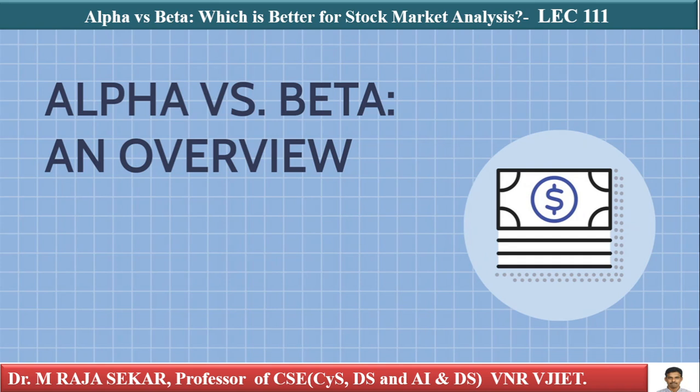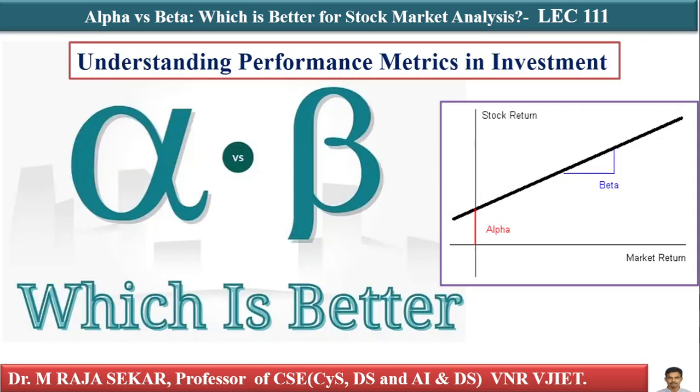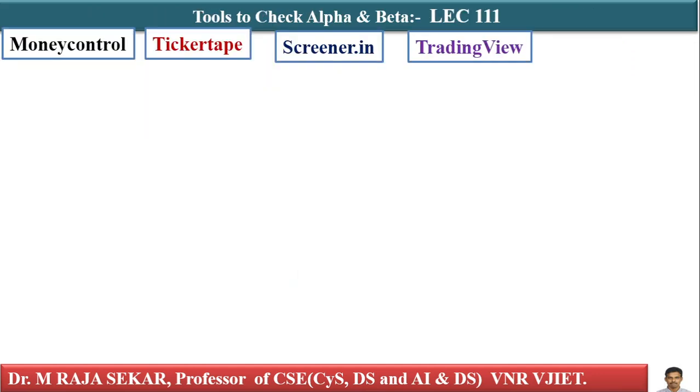Anyway, there are various platforms to check these alpha values and beta values. Of course, I am using the screener. Let us try to understand which is better for stock market analysis, alpha versus beta. We will try to understand performance metrics in investment. There are different websites to check alpha and beta values: Moneycontrol.com, Tickertape, Screener.in, TradingView.